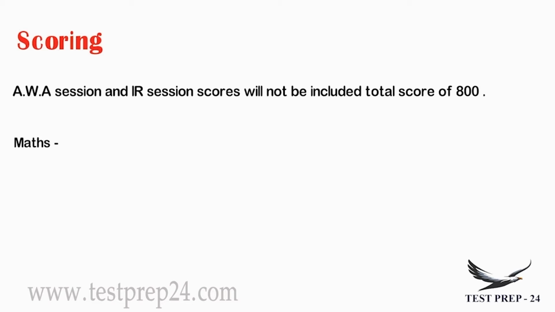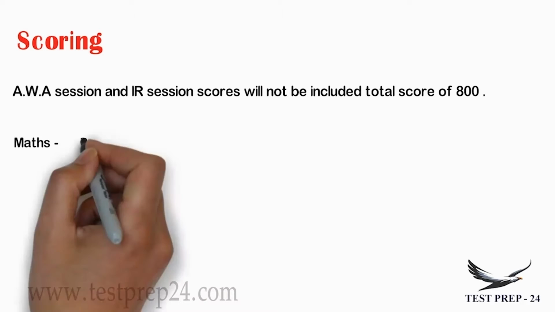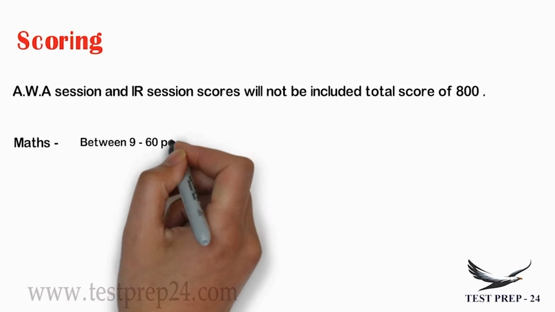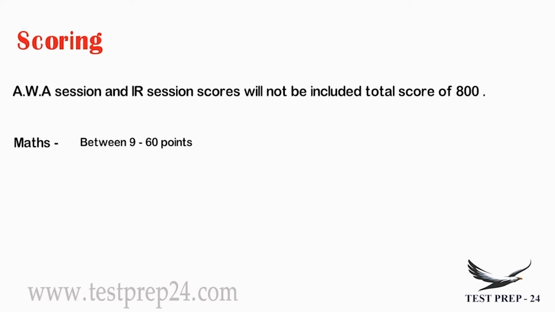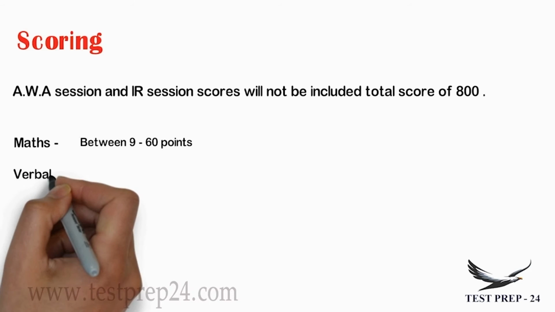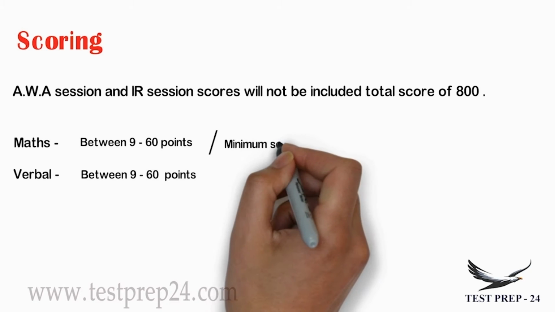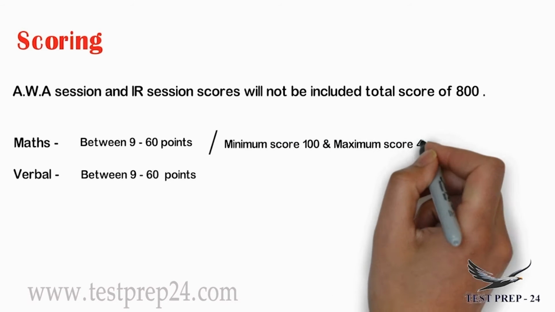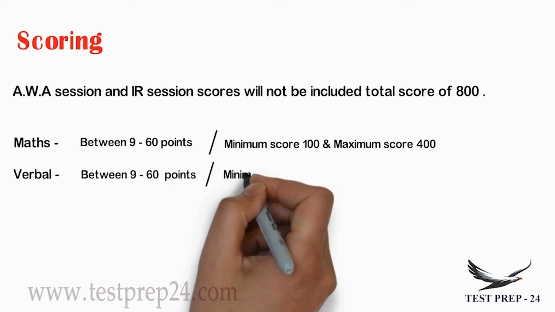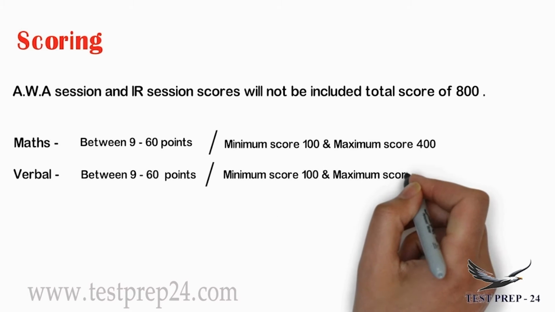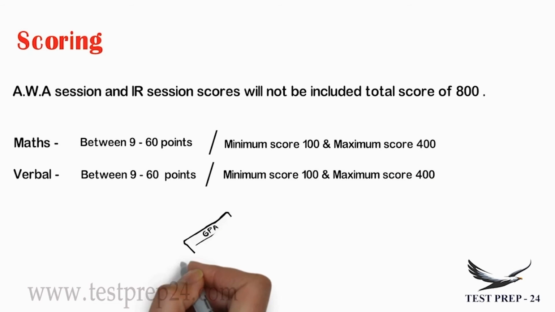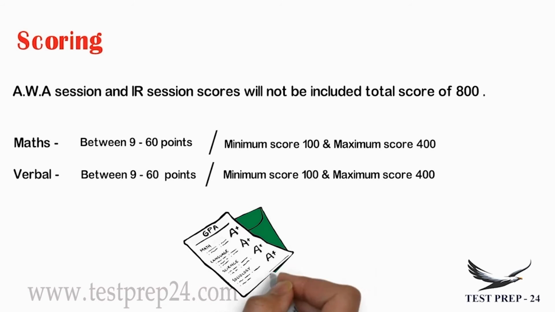Your math section will be between 9 and 60 points. Verbal will be the same, from 9 to 60 points. If we talk about the score, the minimum score for maths will be 100 and the maximum score will be 400. It will be the same for verbal, minimum score 100 and maximum score 400. Your points will be converted into a score out of 800 marks.